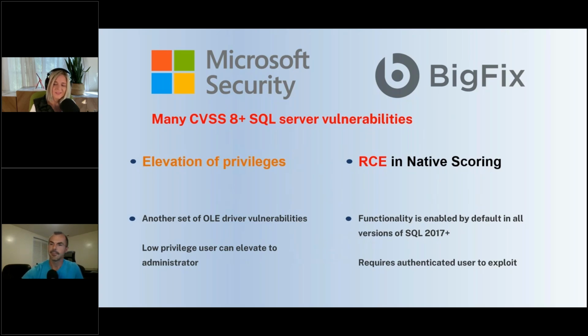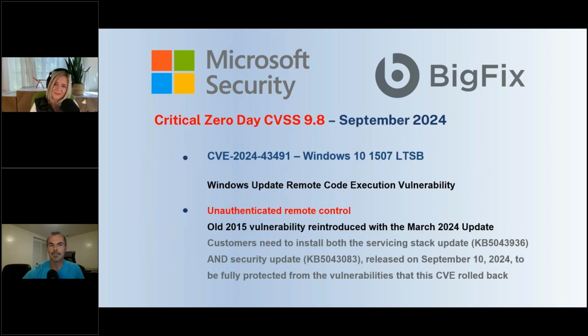Thanks, Joe. All right, and then the big one that everybody's talking about, if you have taken a look at any security stuff in the last day or two, you probably noticed this one. Windows 10 1507 comes in at a 9.8 on the CVSS scale. It is unauthenticated remote control of these older Windows 10 1507 boxes. It's the long-term servicing branch, so it's been end of life for quite a while. But of course, everyone knows it's kind of difficult to get rid of all Windows 10 boxes.